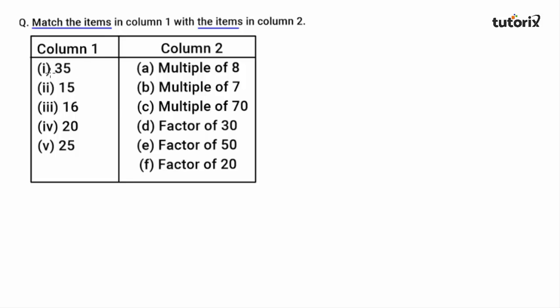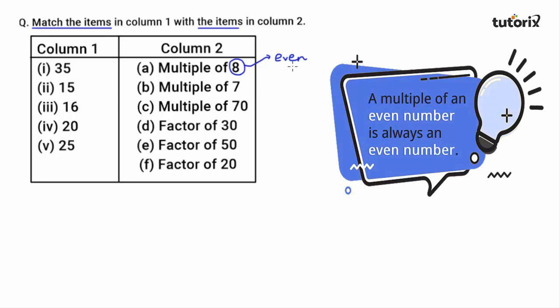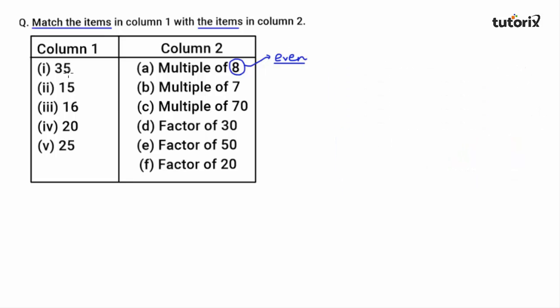So in column 1, the first number is 35. And in column 2, the first option is multiple of 8. So, can 35 be a multiple of 8? Well, 8 is an even number, right? And a multiple of an even number will always be an even number. Now, 35 is not an even number, it is an odd number. So, no, 35 can never be a multiple of 8.